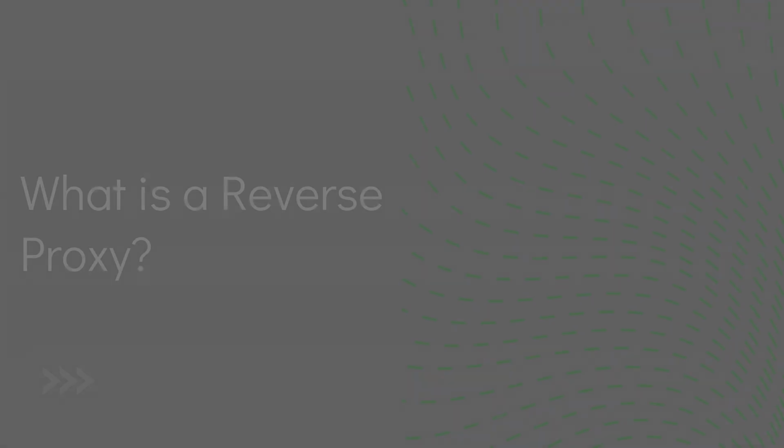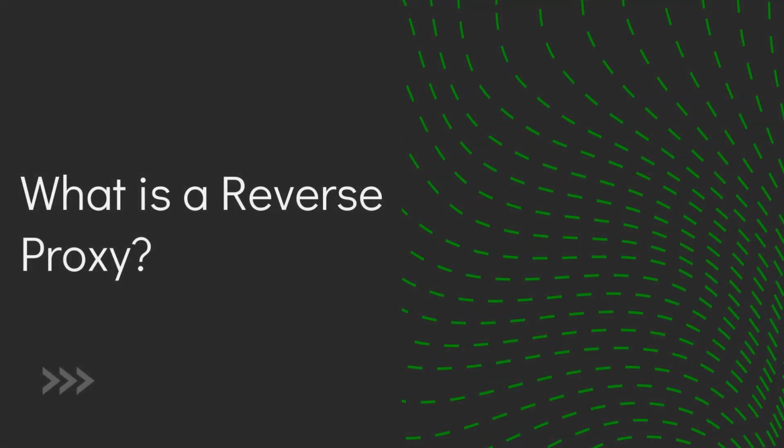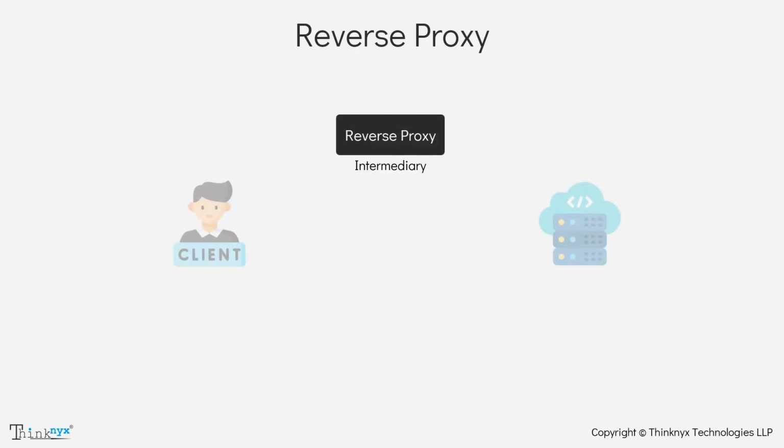Now, let's move on to reverse proxy. Unlike a forward proxy that sits between the user and the internet, the reverse proxy sits between the client and the backend server. It receives requests from the user, processes them, and forwards them to the appropriate server. The server's response then goes back through the reverse proxy to the user.